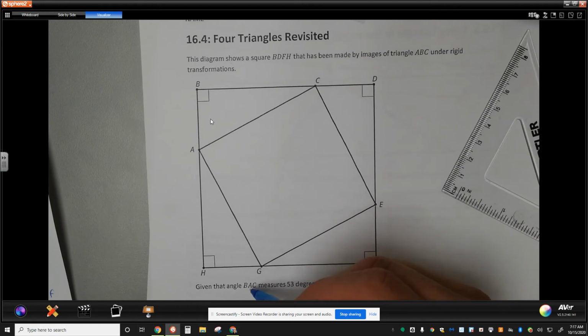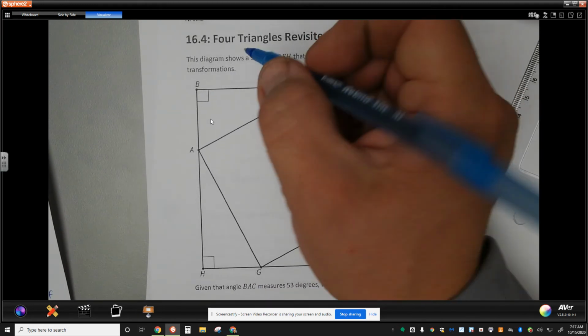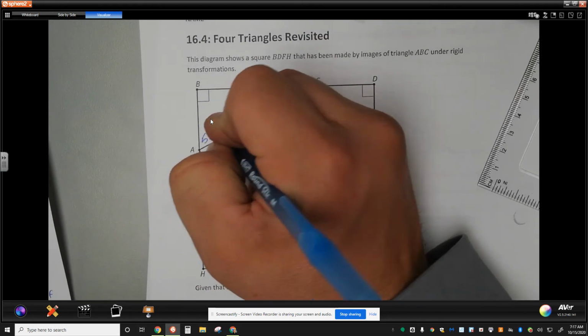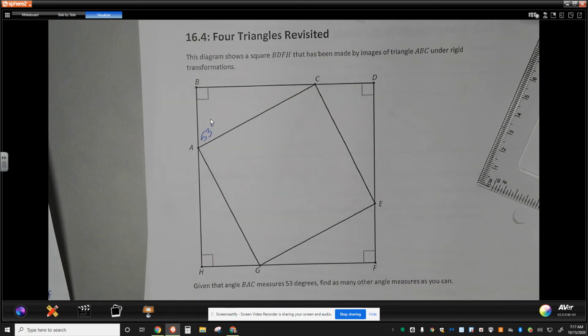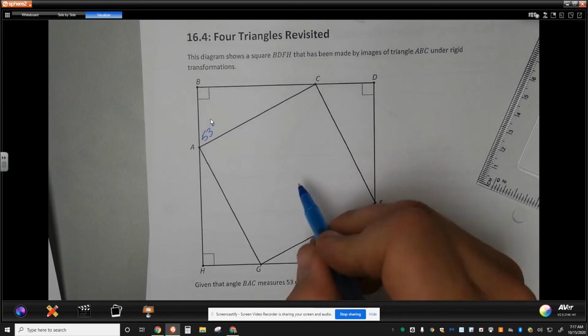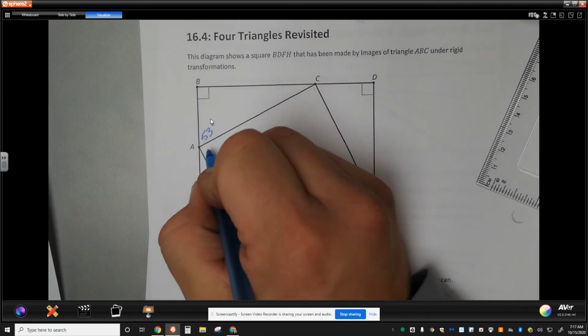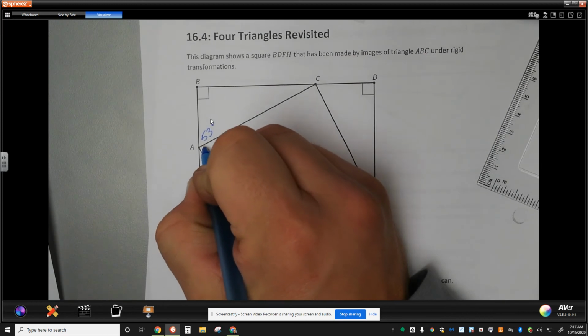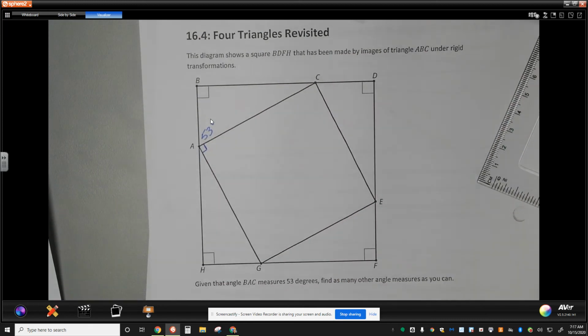They're telling us here the angle BAC is 53 degrees. If that is the case, it says find as many other measures as you can. Well, let's look at these pieces. We know inside of here this is a square. That means that this angle right here would be 90 degrees.